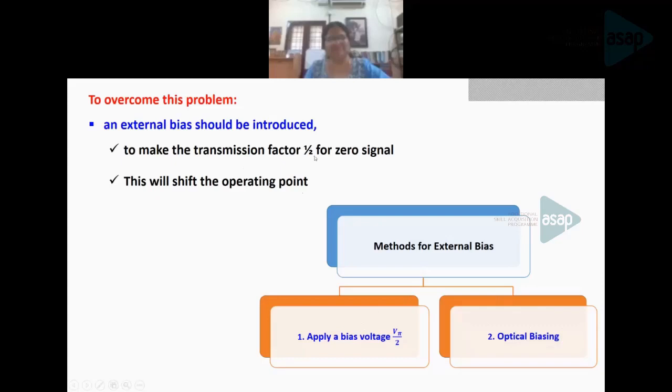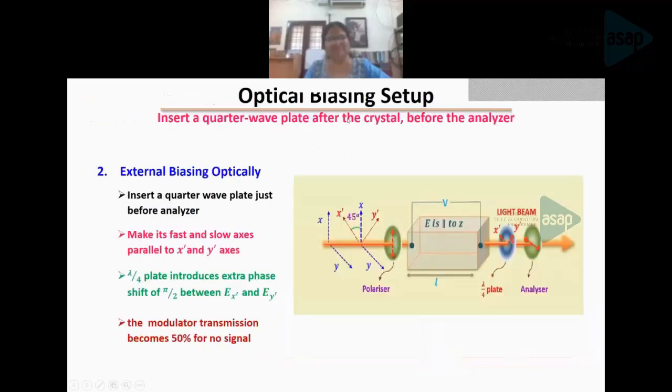Okay, so we are considering optical biasing in order to overcome the three problems that we faced. Now, the optical biasing setup is simple. Just introduce a quarter wave plate between the crystal and the analyzer, just before the analyzer. Also make sure that its fast and slow axes are parallel to the X prime and Y prime axes of the crystal.